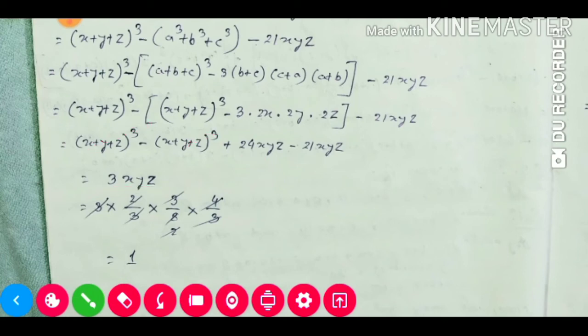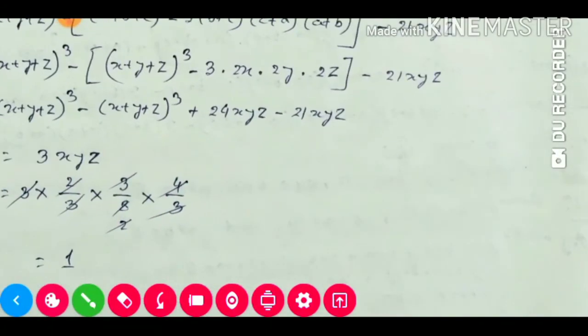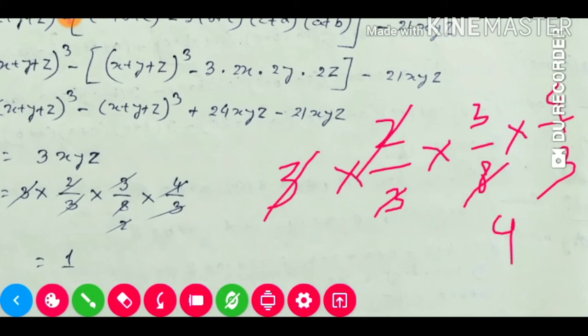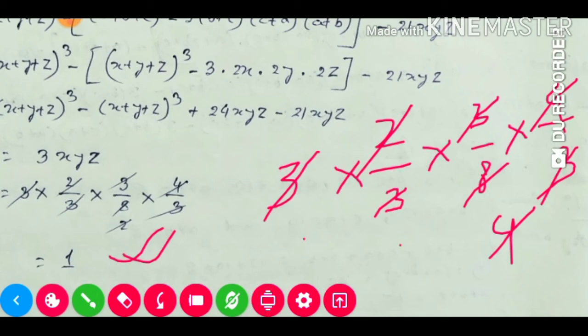Now in our question it is given x value is equal to 2 by 3, y value is equal to 3 by 8, and z value is equal to 4 by 3. So see, first the 3, then x value is 2 by 3, into y value 3 by 8, into z value 4 by 3. So 3 will be cancelled, 2 into 4 is 8, this 8 will be cancelled, and this 3 and this 3 will be cancelled, that means 1 remains.